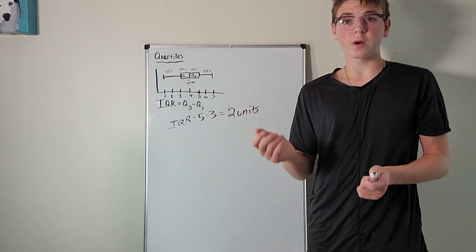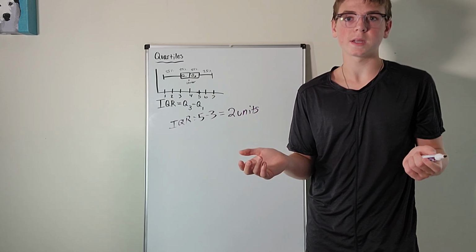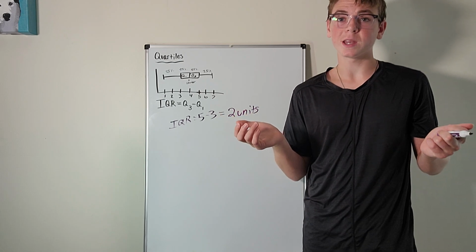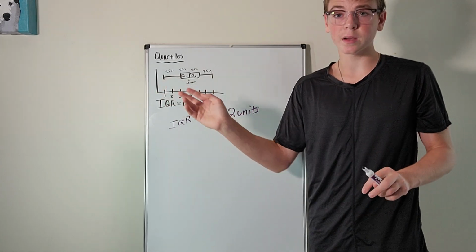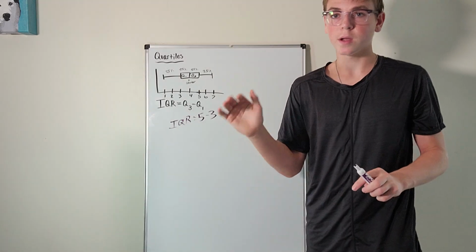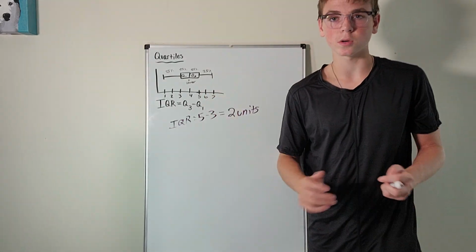When you're asked to describe a distribution, or what is the variability, use interquartile range, because there could be outliers out here, and the 25% could be way further. It's way more reliable just to use interquartile range.